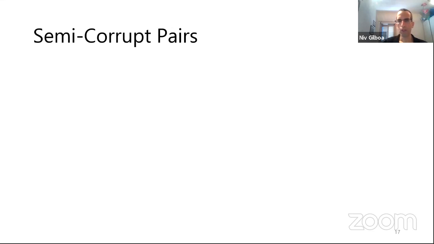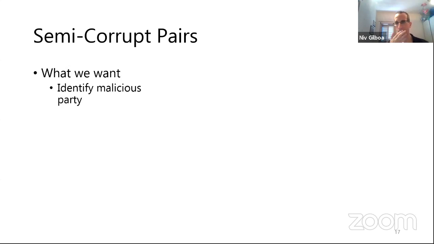So we're going to use the following concept. We called it semi-corrupt pairs. I think it's been called player elimination in the literature. I know of some papers that used it in the past, but I couldn't find one definitive source for all of them. So I hope I'm not annoying anyone.